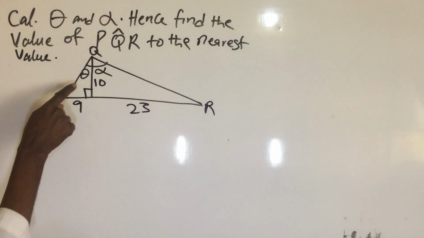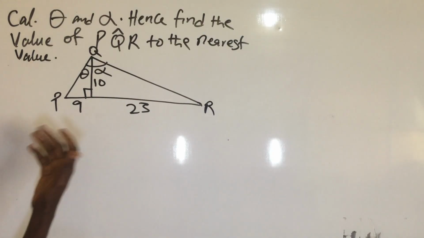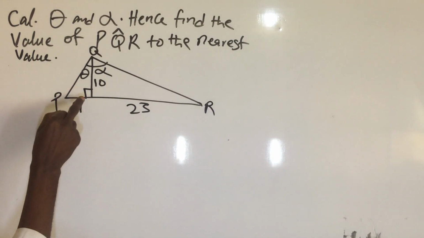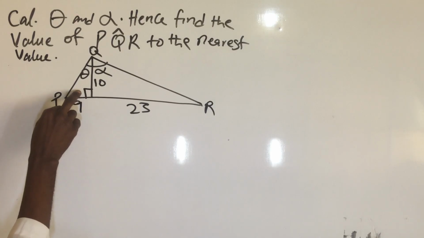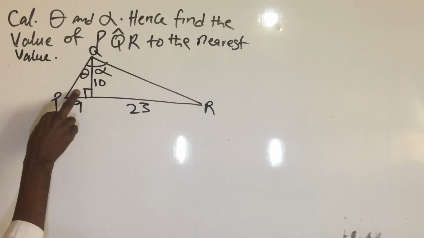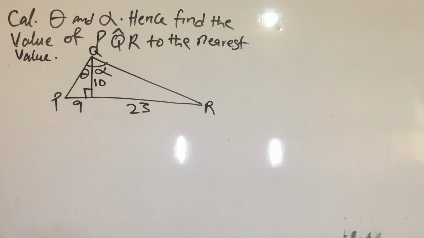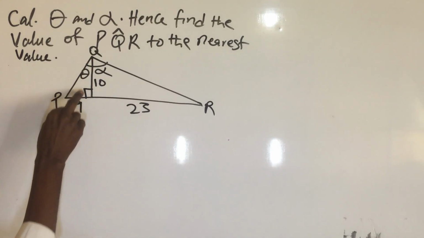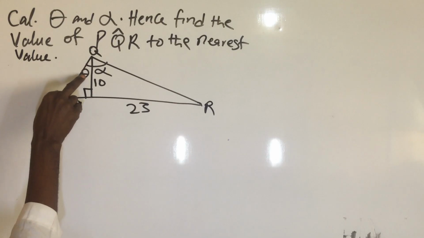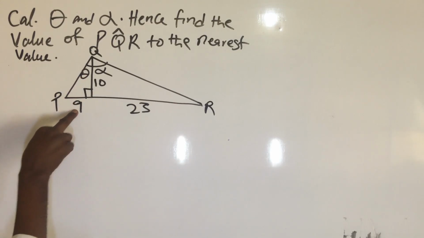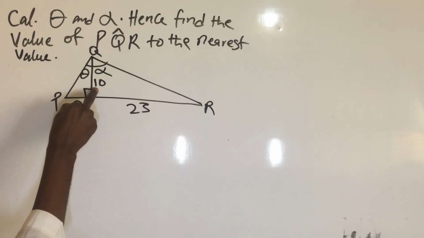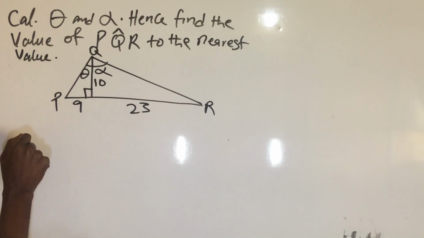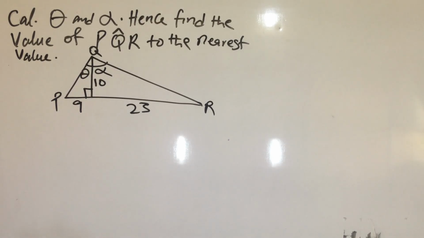Now let us calculate for theta, okay? What are the values we have here in order to calculate this angle theta? This triangle here is a right angle triangle because it has 90 degrees here, okay? Then this side here is opposite of this angle, which is 9, and this line is adjacent to the angle, which is 10. Then this side facing angle 90 degree is hypotenuse, okay?